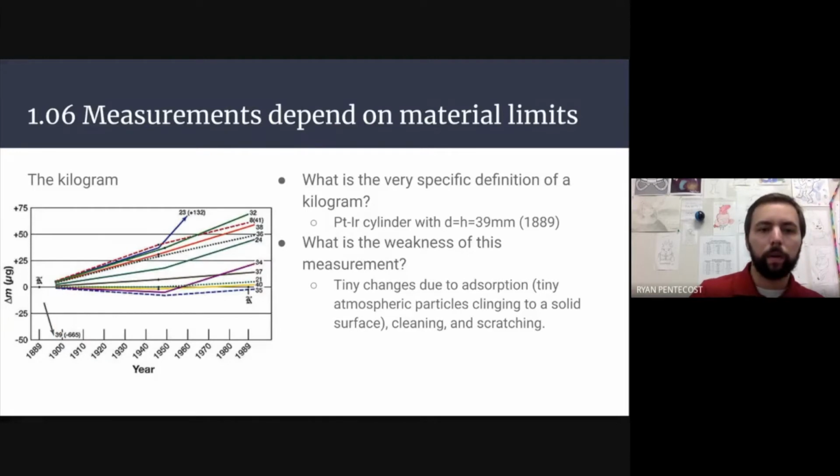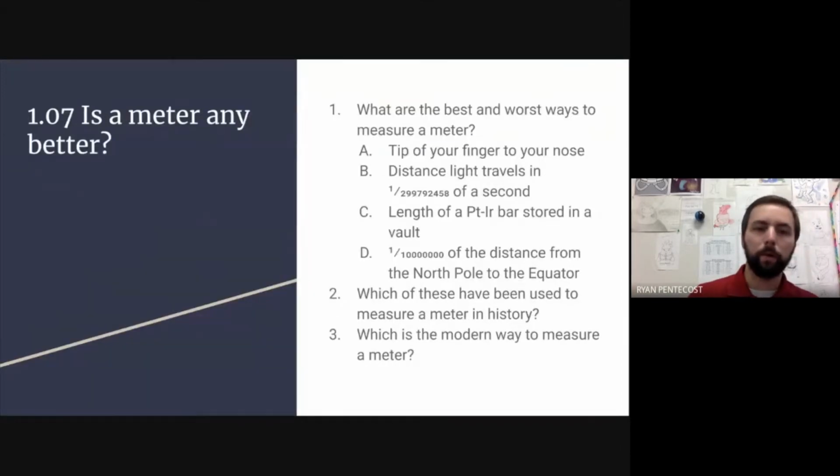So since 1900, over the next 90-ish years, some of these cylinders were actually gaining mass, which is an issue because that means that whatever we're judging a kilogram on is actually changing constantly. So we wanted to avoid that. And several of our other measurements have errors as well. So let's talk about the meter.